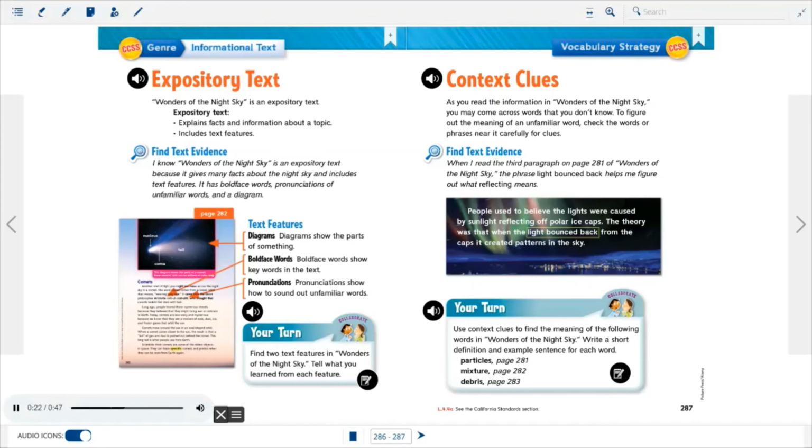When I read the third paragraph on page 281 of Wonders of the Night Sky, the phrase, "light bounced back," helps me figure out what reflecting means. People used to believe the lights were caused by sunlight reflecting off polar ice caps. The theory was that when the light bounced back from the caps, it created patterns in the sky.